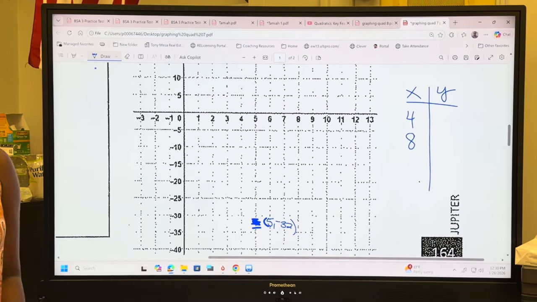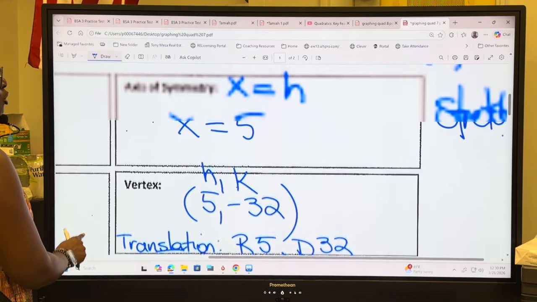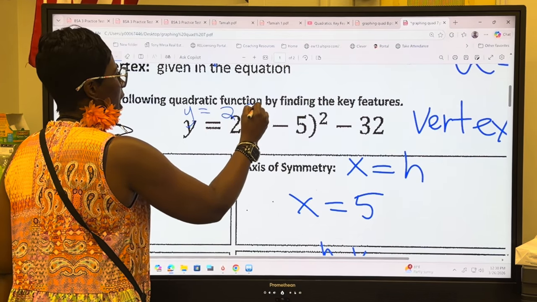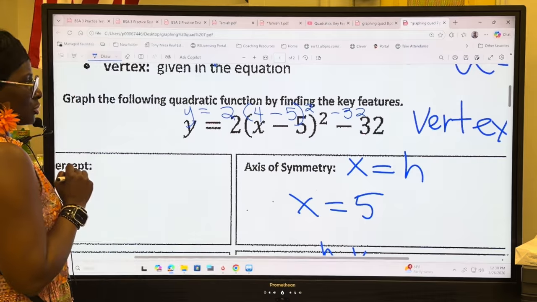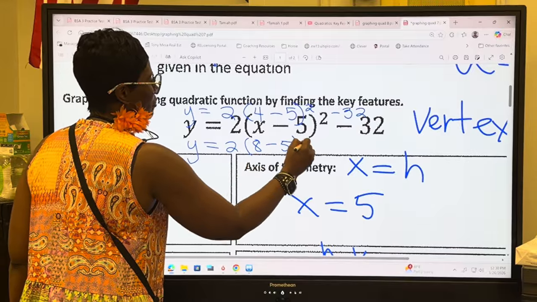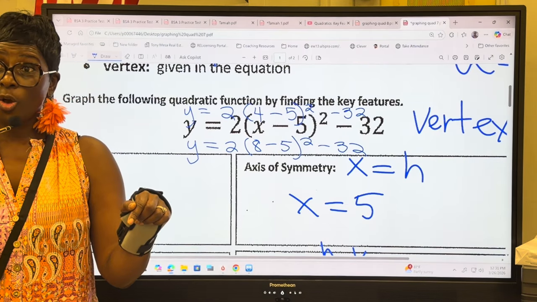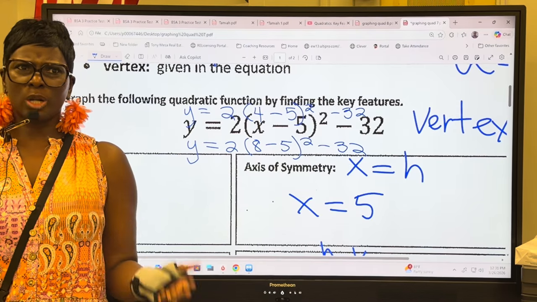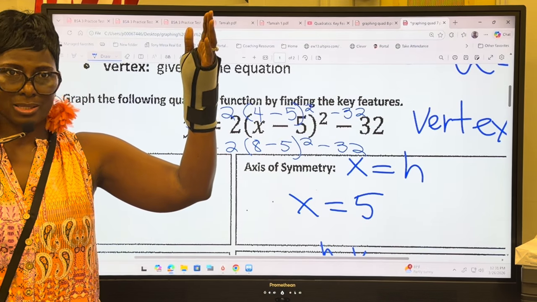Miss Stampley, what am I going to do with them? Y'all know. What am I going to do with these two x's? I'm going to plug them in. So grab your calculators. We're going to plug them into our original function, which is right here. So we're going to have y equals 2 times (4 minus 5) squared. Don't forget that squared. Minus 32. Y'all with me? And then we're going to have y equals 2 times (8 minus 5) squared minus 32. Now, what am I doing? I'm plugging in an x so that I can get a y, so that I can have an x and y that I can plot. Why do I want to plot points? Because I want to make the parabola so I can see how it bends and where it ends up on that x-axis. Are y'all following?